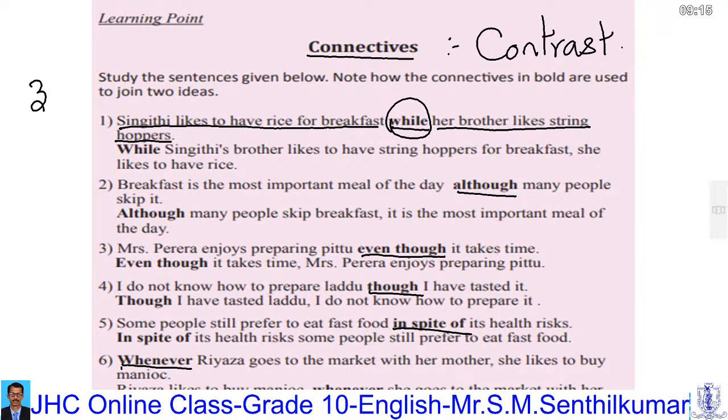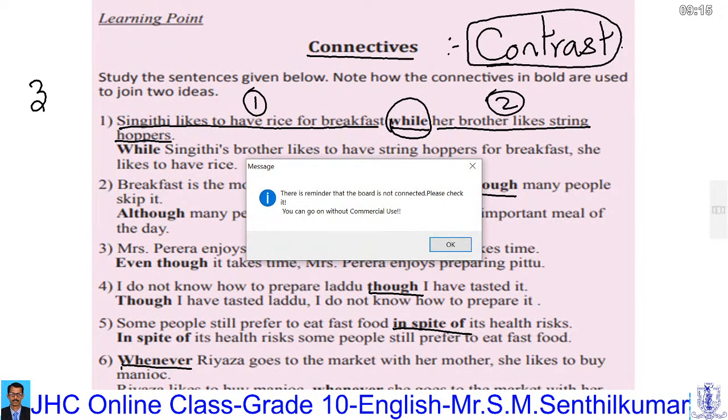Now, how are we going to use it in the writing skill? In meaning, they are almost used for the purpose of contrast. The first sentence and the second sentence make different views. To connect that, we use these connectives. Okay?